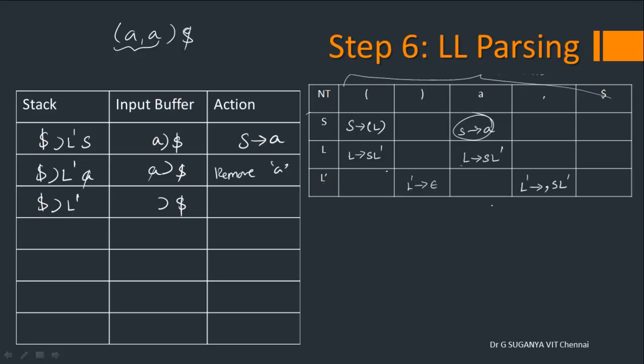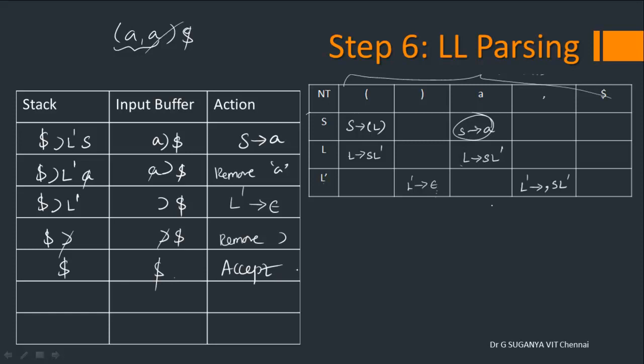What is L dash comma? It is epsilon, L dash gives epsilon. What does it mean? You have to pop out L dash. That's the meaning. So we'll be left with dollar close bracket dollar. See, the same symbol is on the top, and hence you have to remove close bracket. So all the symbols we have seen. Now we'll be left with dollar and dollar, meaning that all the symbols are mapped in your derivation, and hence you have to accept.